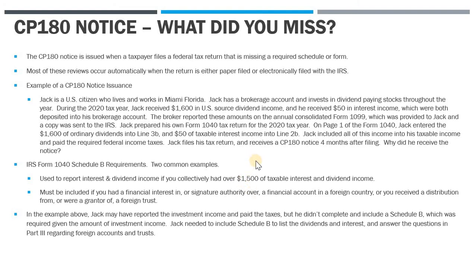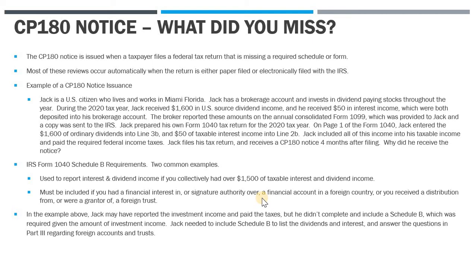And then also in Part 3 of the Schedule B, there are some additional questions about your ownership interest in financial accounts and your ownership interest in foreign trusts. So if you have this $1,500 threshold, you've got to complete the whole form. The entire Schedule B, Parts 1, 2, and 3, have to be completed, so you've got to answer those questions. So, yeah, that covers it.